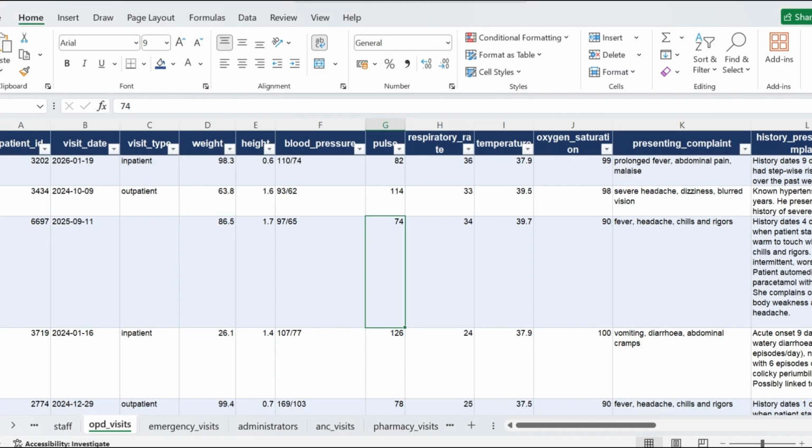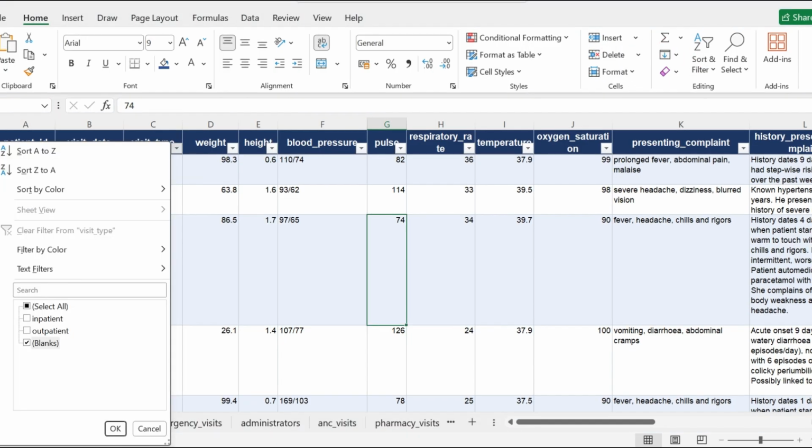The second method is using filters. By applying filters to each column, we can select blank values and immediately see which records have missing entries. This approach is particularly useful when investigating specific variables such as diagnosis, blood pressure, weight, or temperature.